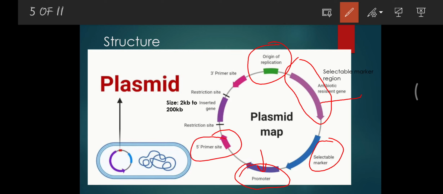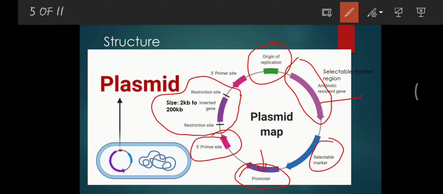5 prime primer sites are present in plasmids also. Then some plasmids have a selection region, that means it has specific restriction sites, and some sort of inserted genes are also there. Their size will vary from 2 kilobase pair to 200 kilobase pair.